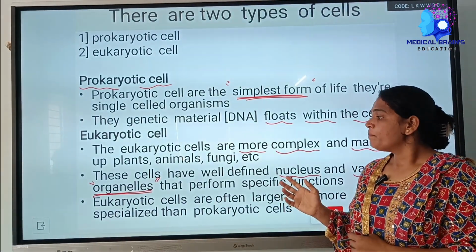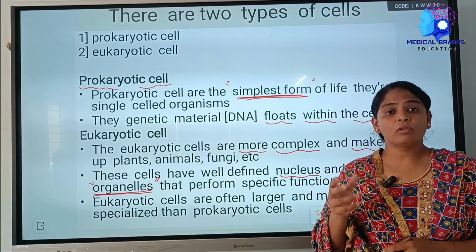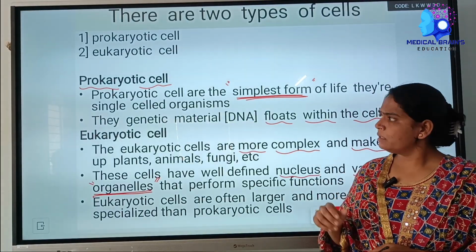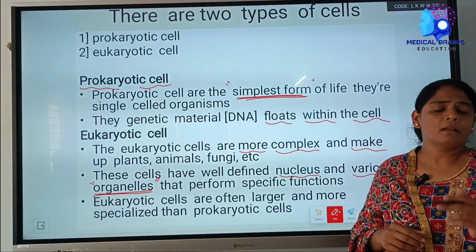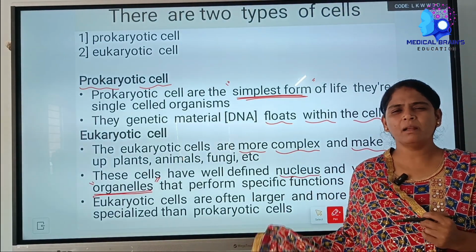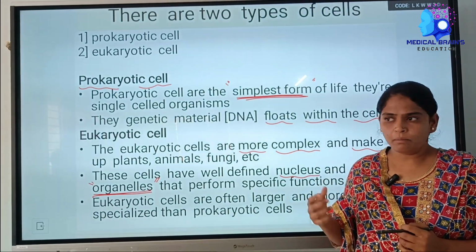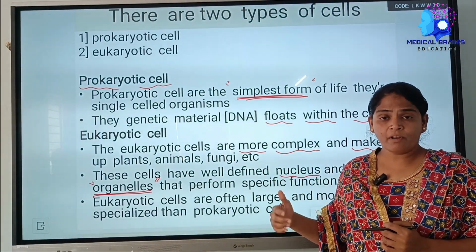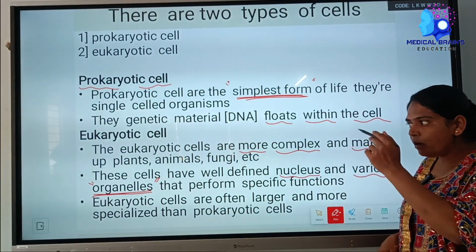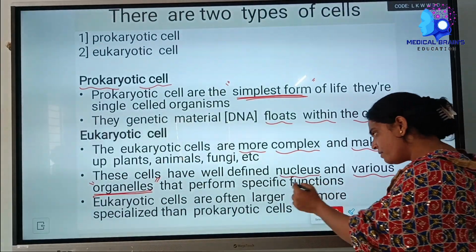Got it? See here. In the eukaryotic cell, we can find more than 8 organelles present in the cell. In the prokaryotic, we cannot differentiate how many organelles are there. A very small number of organelles are present within the prokaryotic cell. But in the eukaryotic cell, we can find a true nucleus. It's very important: a true nucleus, and within it more than 8 organelles are present. Got it? Next, they perform specific functions.